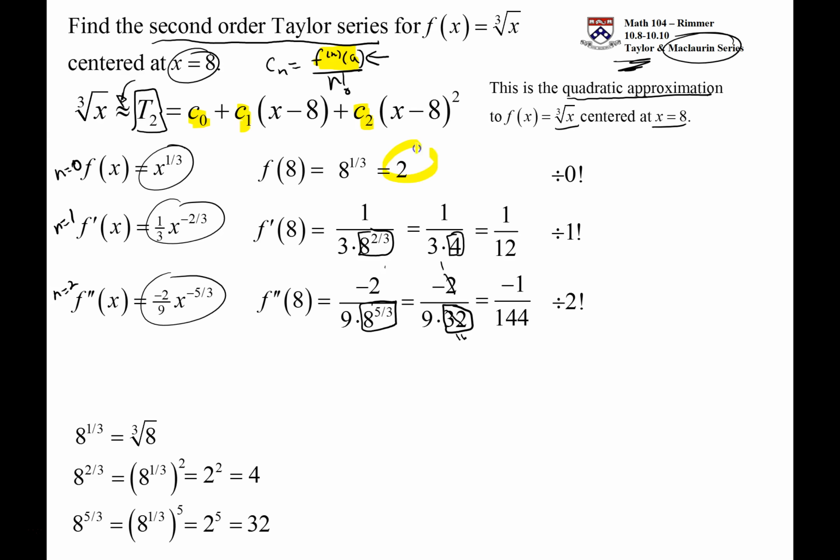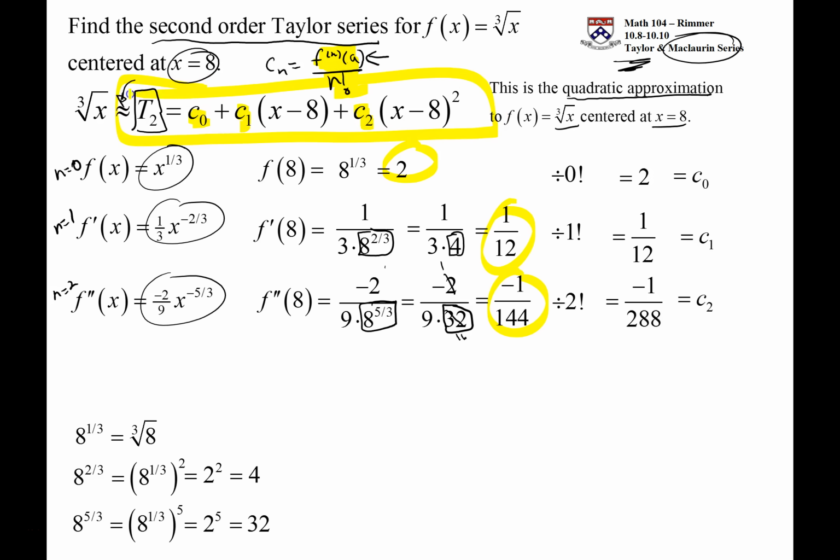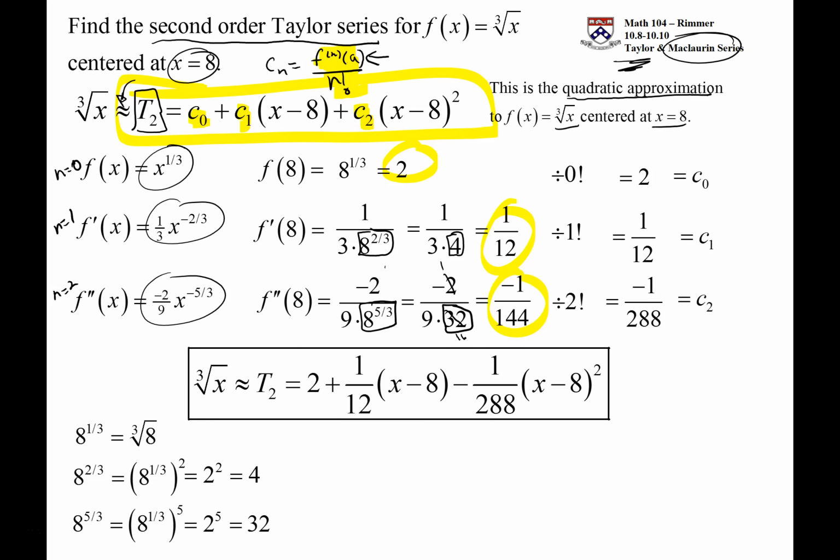And so we take these numbers here and divide them by 1, 1, 2. 2 divided by 1 is 2. 1/12 divided by 1 is 1/12. And negative 1 over 144 divided by 2 is negative 1 over 288. And we did it. We found our coefficients. Now we have exactly the C sub n's. We have C sub 0, C sub 1, and C sub 2. Our job is to put them into this polynomial, and then we're done. And so we have 2. It is the 1/12 that gets multiplied by x minus 8, and it is the negative 1 over 288 that gets multiplied by x minus 8 squared.